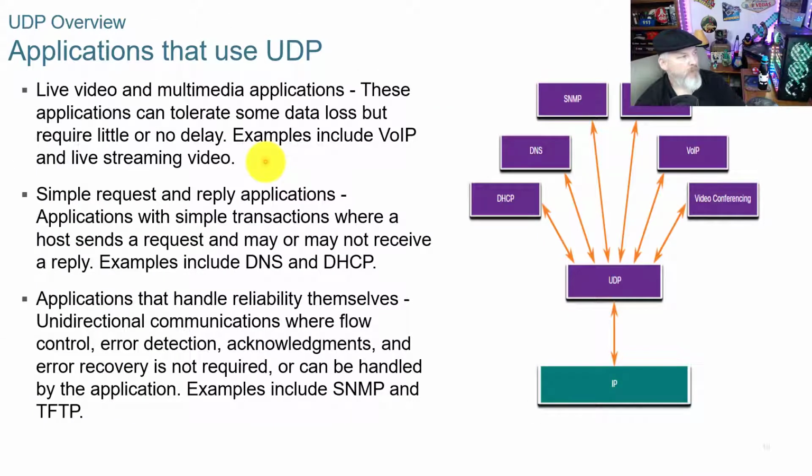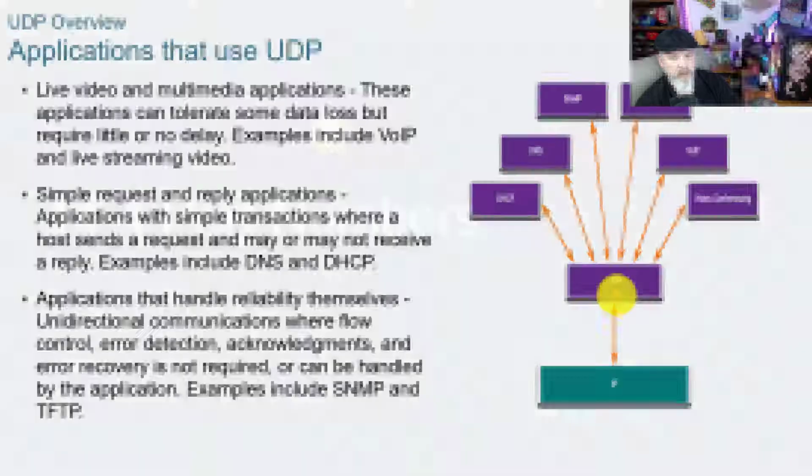Applications that use UDP: live video multimedia applications, simple request and reply applications, applications that handle reliability themselves, unidirectional communications where flow control, error detection, acknowledgments, error recovery is not required or can be handled by the application. Examples include SNMP and TFTP. So here's some of the applications here: DHCP, DNS, VoIP, voice over IP, video conferencing. Those are all handled by UDP.